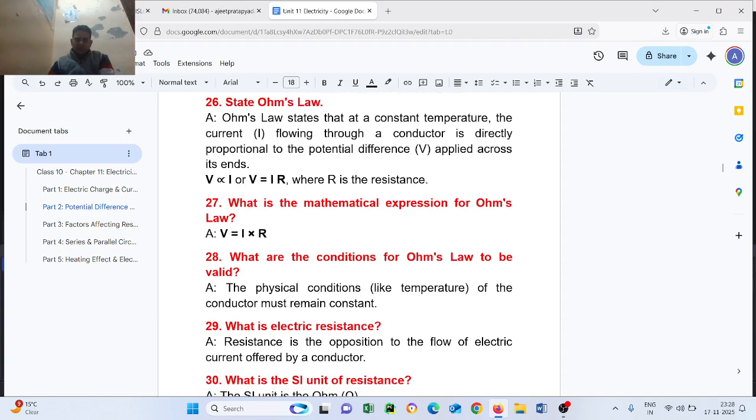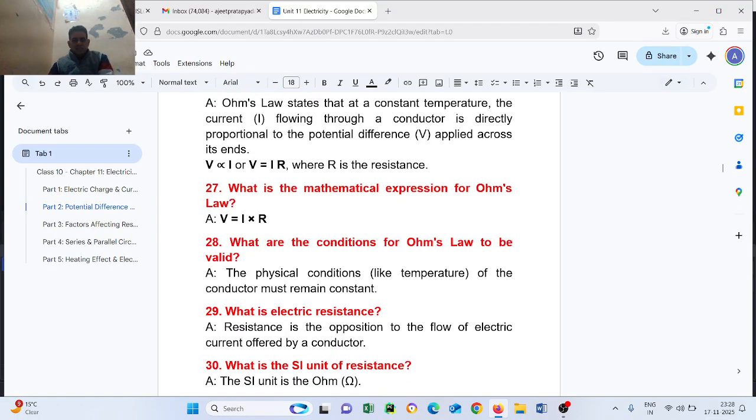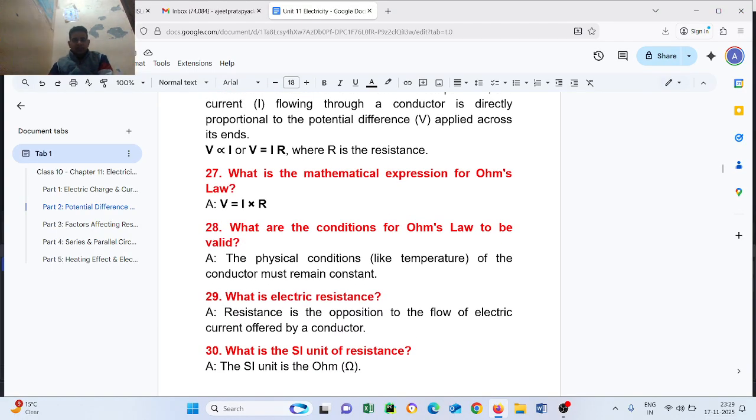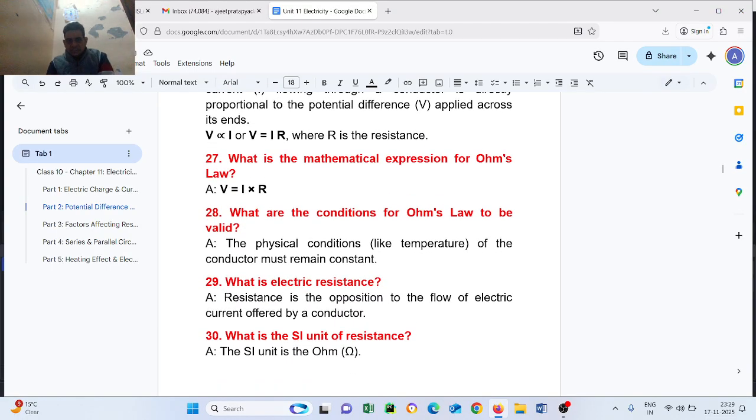Question number 27. What is the mathematical expression for Ohm's law? V equals I into R. What are the conditions for Ohm's law to be valid? The physical conditions like the temperature of the conductor must remain constant.